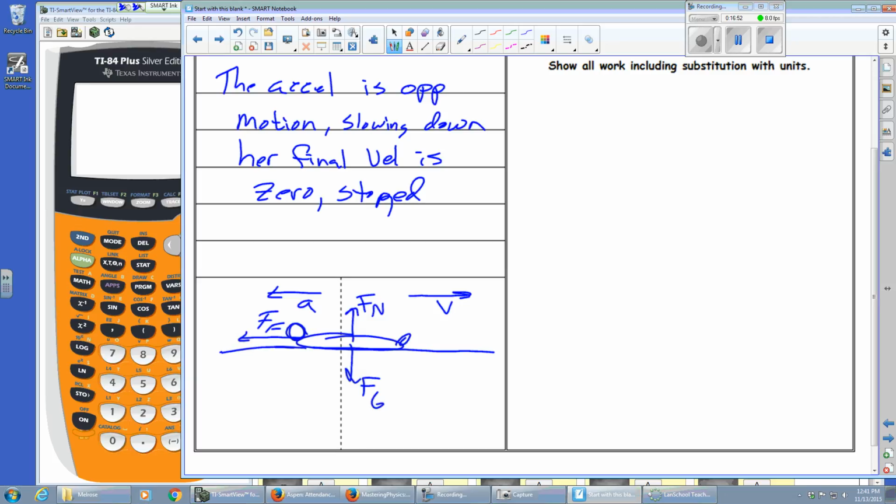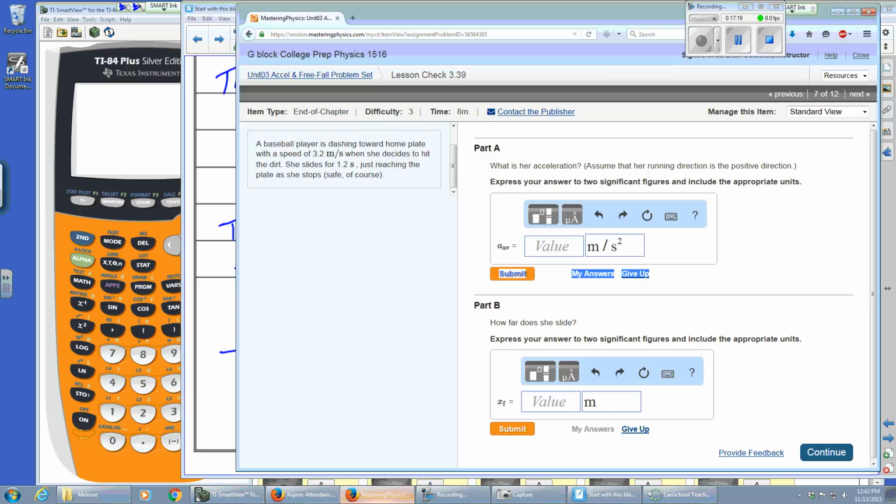I might actually add in the line here: the more acceleration, the faster, hate that word, she stops. To change it to more. And let's see what I know. I know how fast she's moving when she starts and when she ends. And I know she slides for this much time. And I want to know her acceleration. So I know a lot about how her velocity changes and the time.